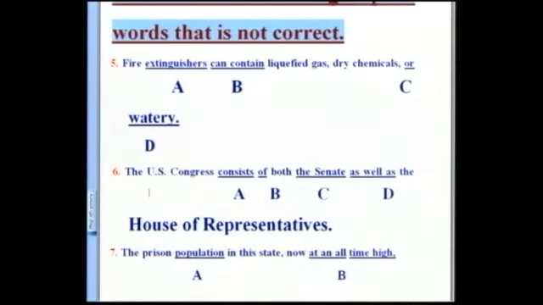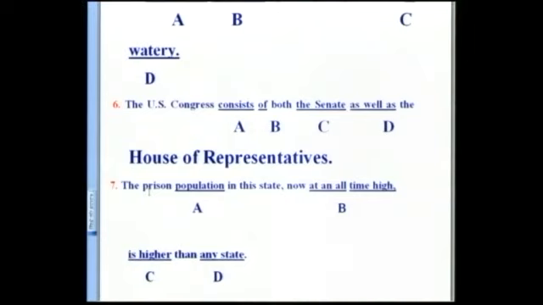The US Congress consists of both the Senate as well as the House of Representatives. Excuse me, never mind the small and big things. The US Congress consists of both the Senate as well as... I can't say "both... as well as." I always say "both... and." So it consists of both the Senate and the House of Representatives.